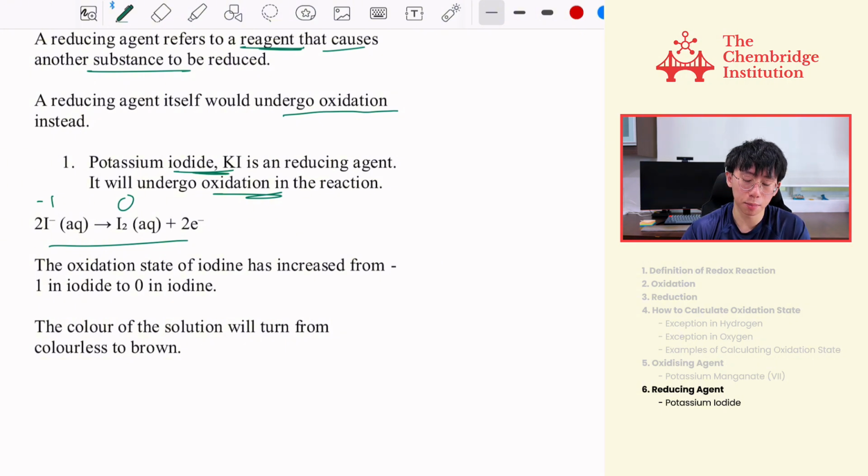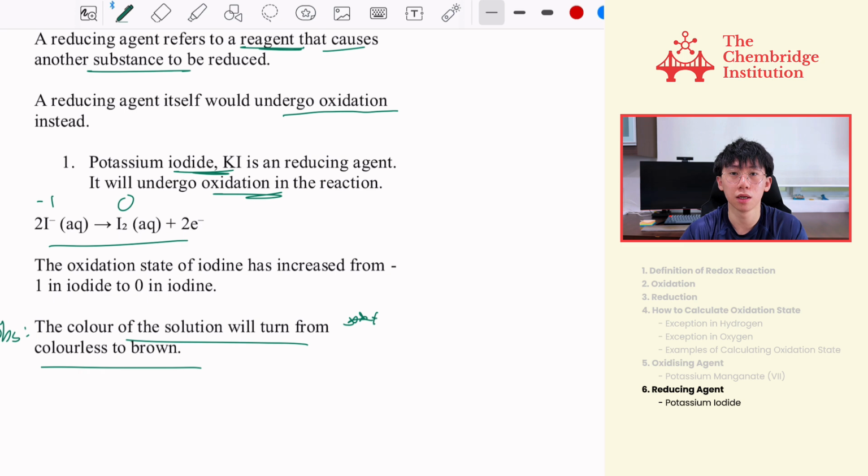And because it increased from -1 to 0, it itself went through oxidation. And you must memorize the observation over here. The color of the solution will turn from colorless to brown. You must memorize this. It's brown because I2 itself is generally a brown solid.